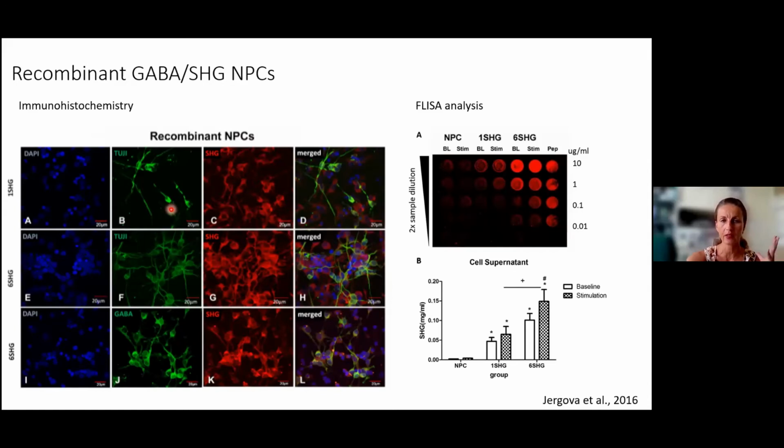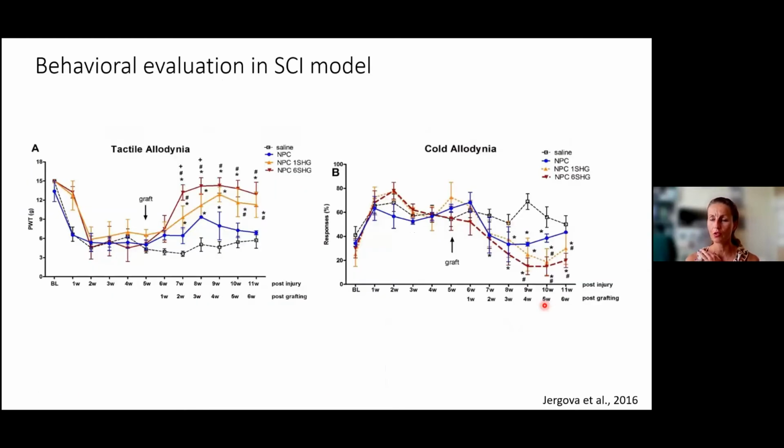The cells were displaying the proneuronal phenotype, the cells were displaying the GABAergic phenotype, and also the SAG was present there. We were detecting the SAG release from the cell, so the presence of the SAG in the cell supernatant, we were also able to detect there. And the amount of SAG released from those cells was related to how many molecules of the SAG were encoded by the viral vector that we introduced into the cells. So the cells with one SAG were a little bit less than the cells that were transformed with the viral vector encoding six copies of the SAG.